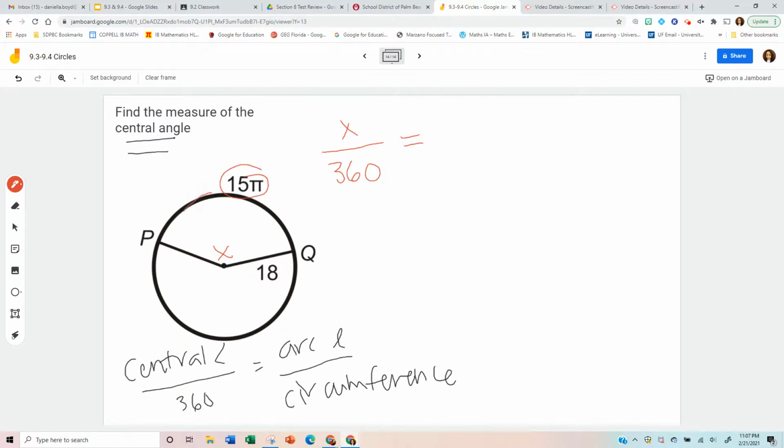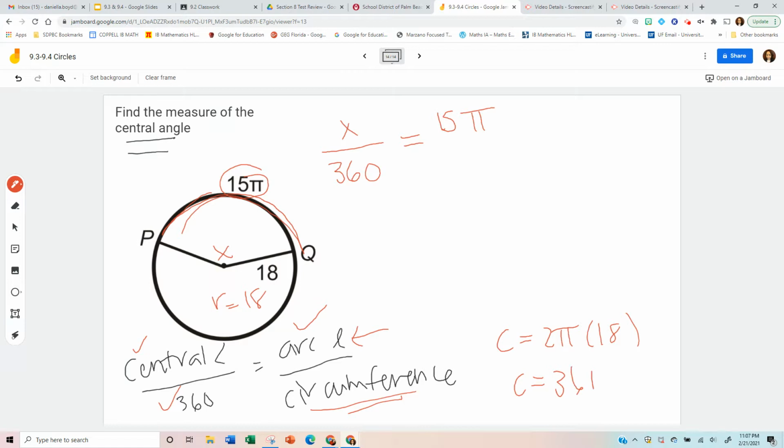15 pi is from P to Q. So this is actually your arc length. So I have x for my central angle. I got the 360 in there. I got my arc length. I need to find my circumference. It looks like my radius is equal to 18. So circumference is equal to 2 pi times 18. Similar to what we've been doing in every single problem up until now, you're going to multiply your regular numbers together. So I get that circumference is equal to 36 pi. And that number is going to go down here.